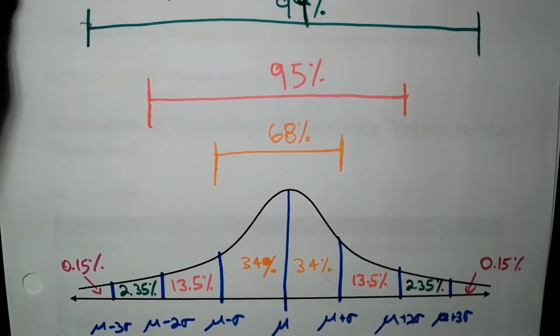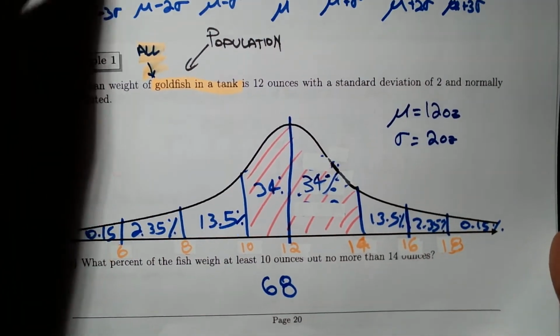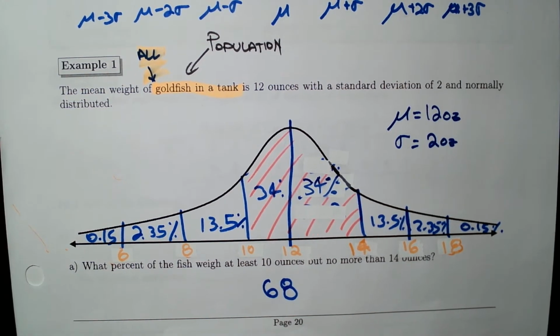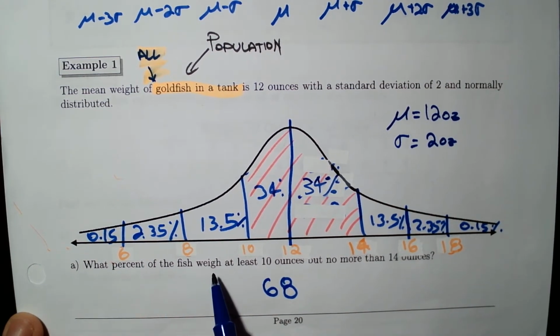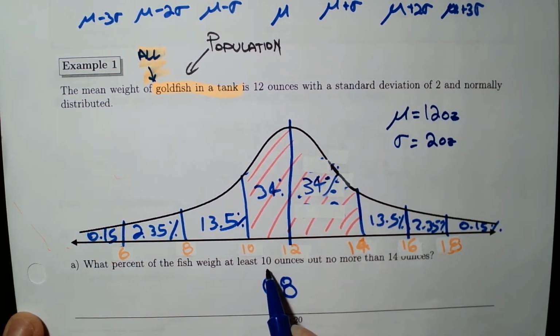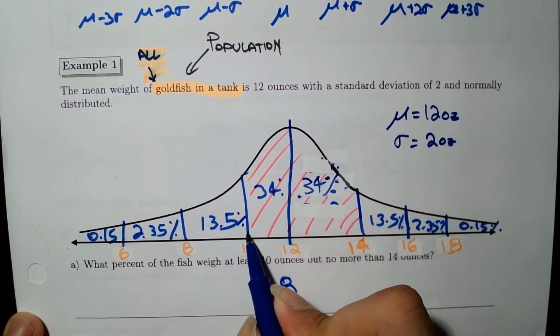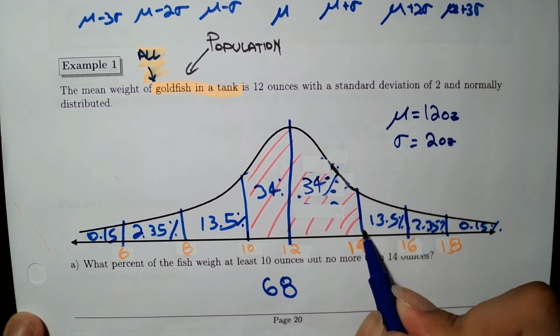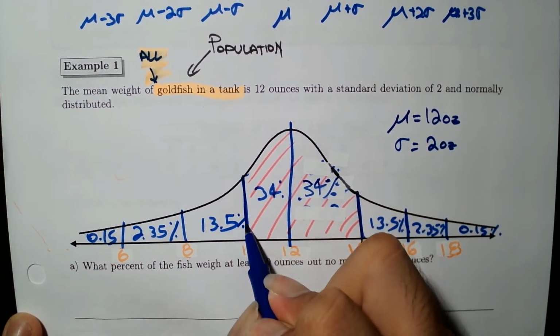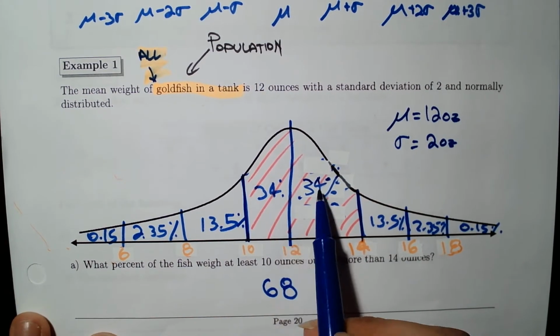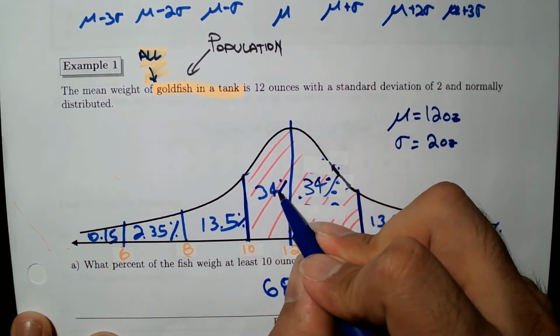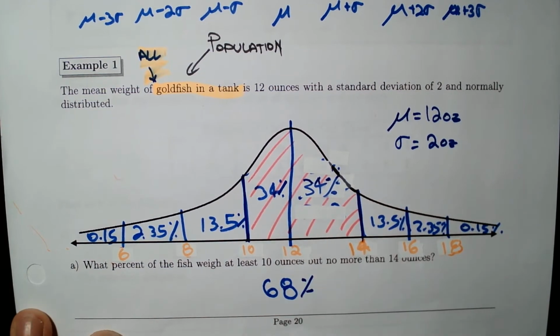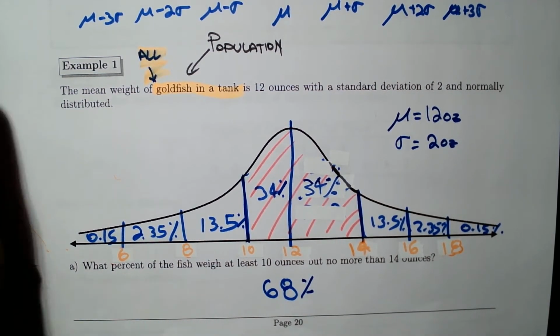Again, because this is an empirical rule, it's not going to be perfect. It's just to draw an estimate. For example, and it is already highlighted here for us, the question is, what is the percent of goldfish that weighed at least 10 ounces, from this cutoff, but no more than 14? So all between these two. All we do is add the percentages, 34 and 34, which is 68%. The 68 that we already have here.